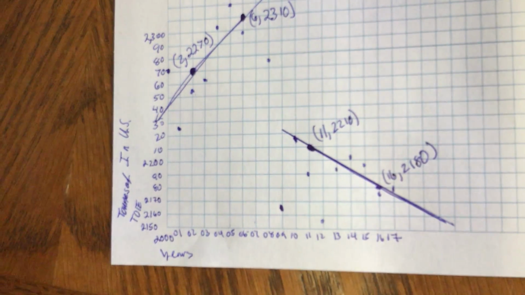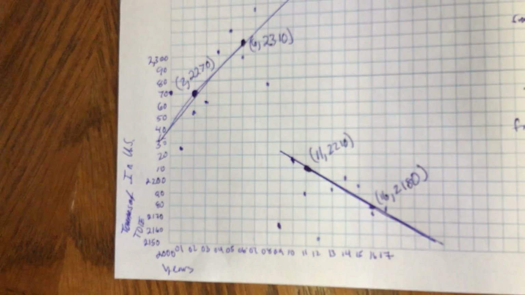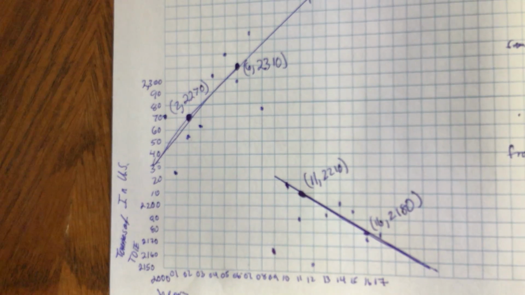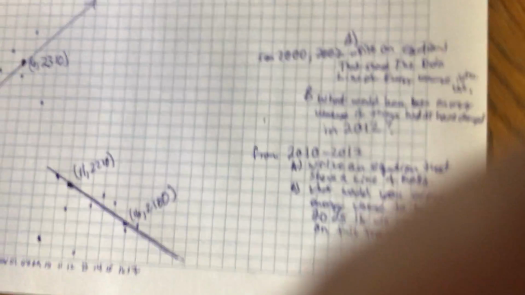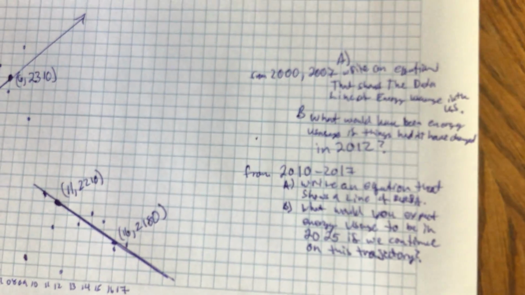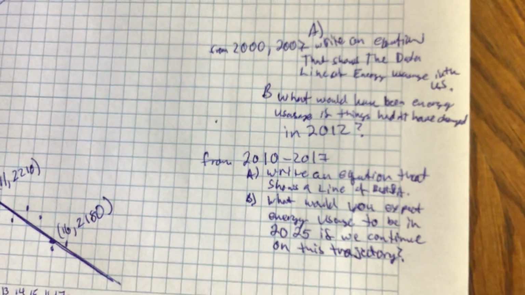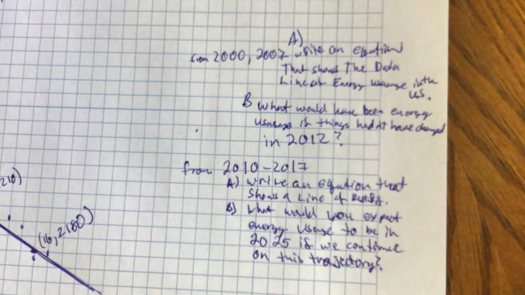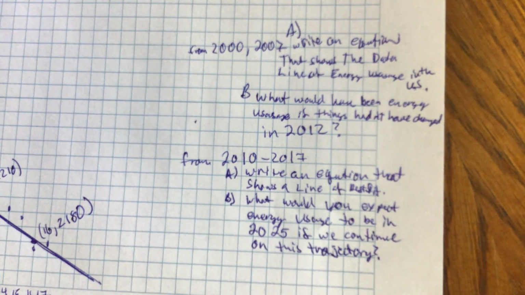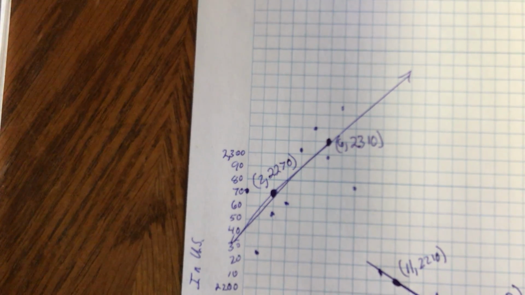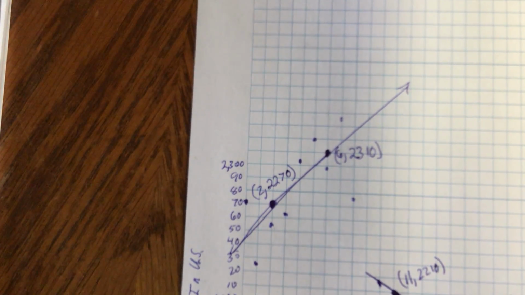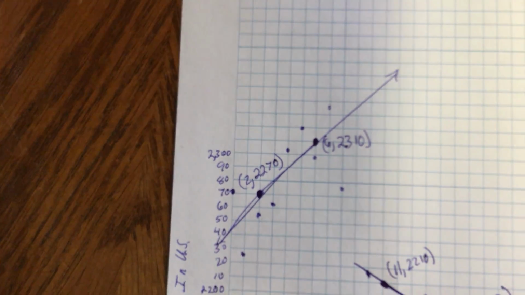So I want you to rewind this if you need to. Mark this out on a piece of graph paper the way I have it marked out. And then I want you to answer these questions as part of the assignment. From 2000 to 2007, write an equation that shows the data line of energy usage in the US. So I want you to find an equation using those 2 points, (0, 2270) and (6, 2310).